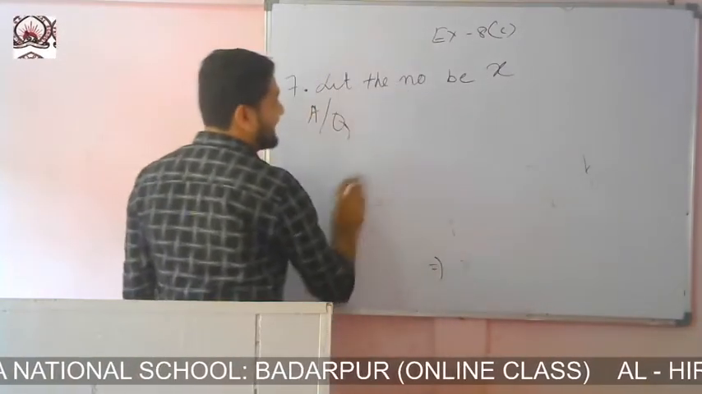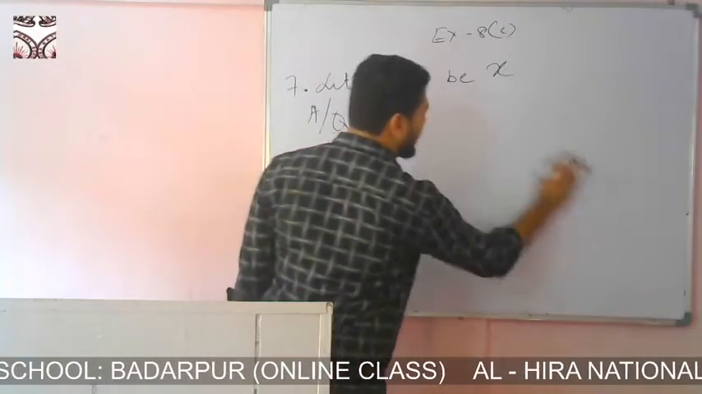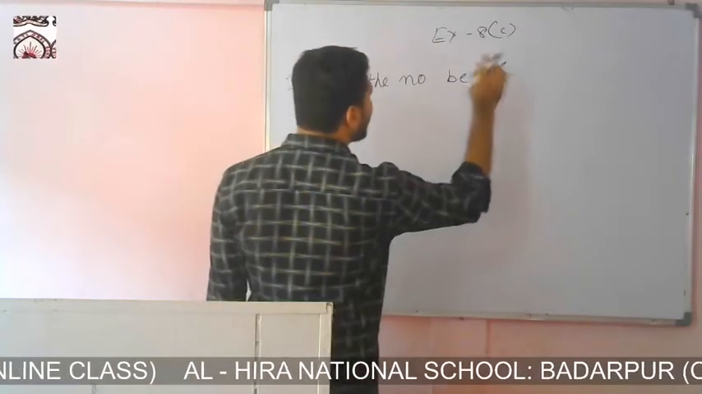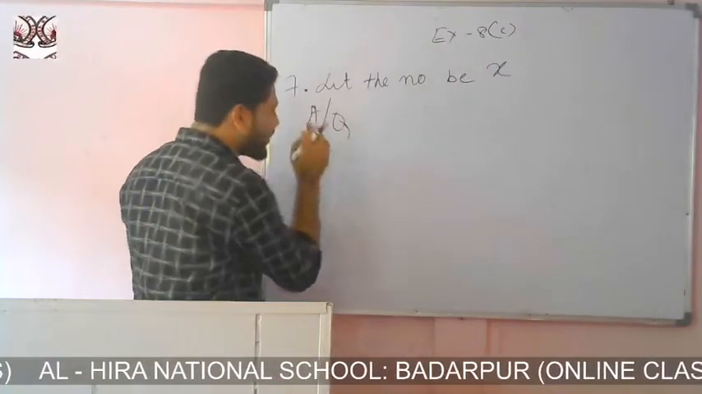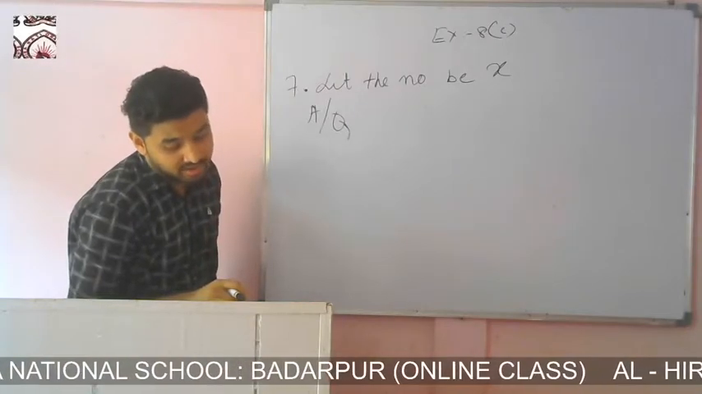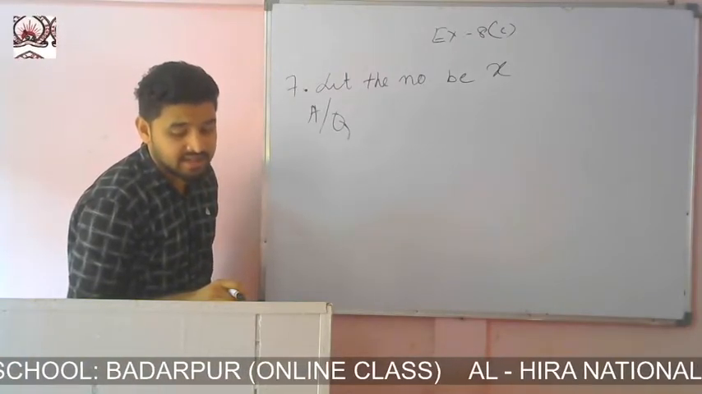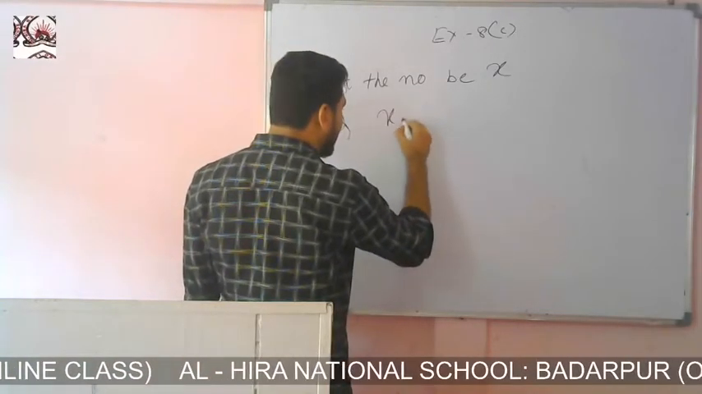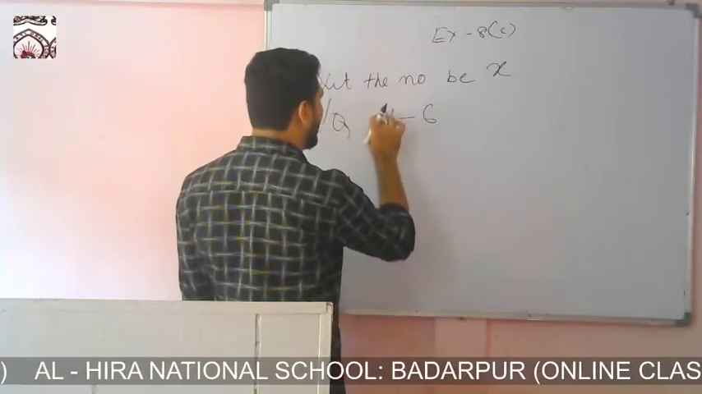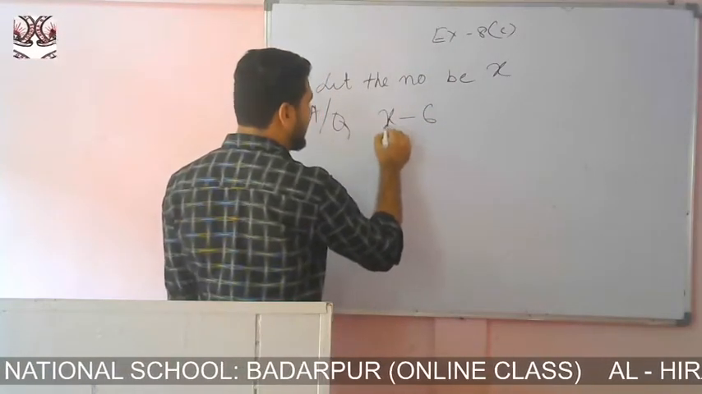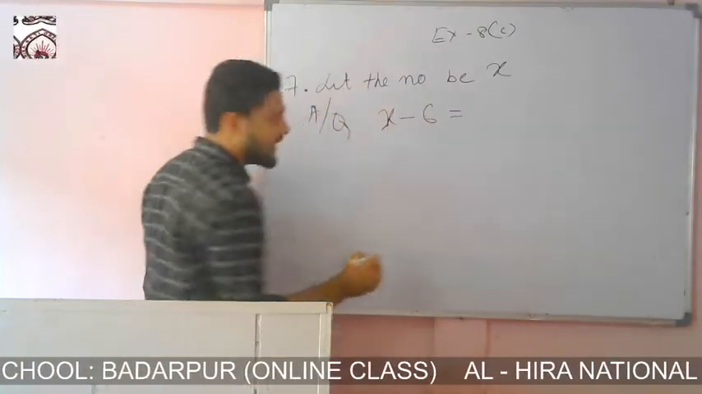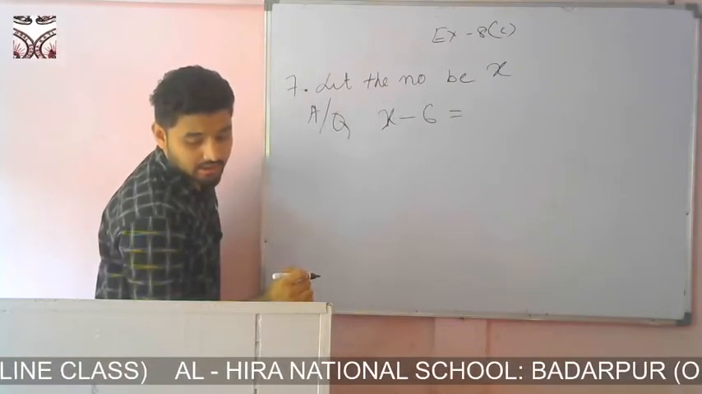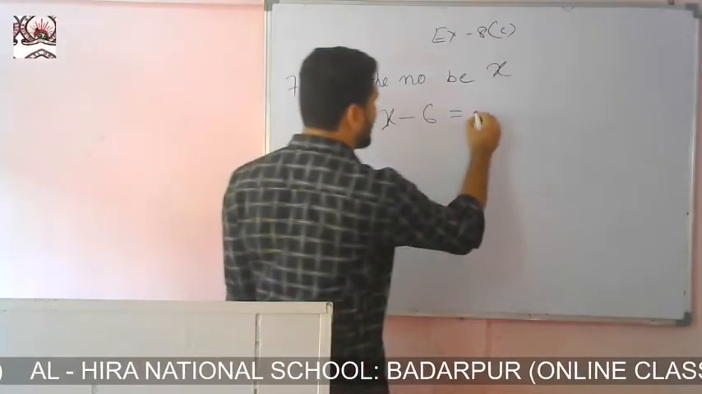So write, let the number be x. As in every earlier question we are writing, let the number be x. So in this question also you write, let the number be x. According to the question, 6 less than a number. So 6 less than that number, we let this number be x. Then you can write 6 less than a number equals minus 4.